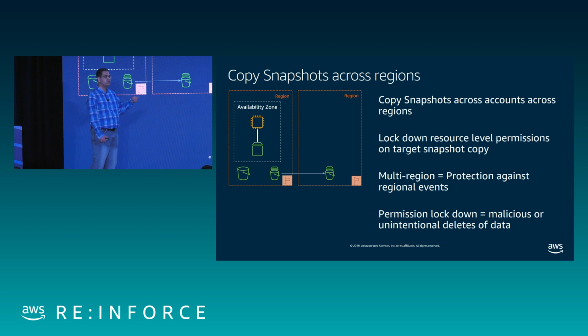Why do they do this? They do this really for two use cases. By going multi-region, they protect against regional failures. That is one of their concerns that they want to protect against. And by doing the permissions lockdown, they protect against malicious or unintentional deletes, right? So in other words, they always will have a copy of their data in a second region that is protected from being deleted.